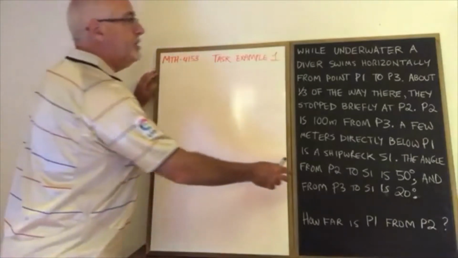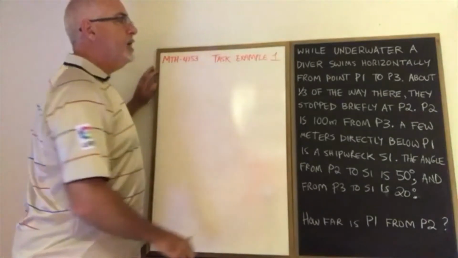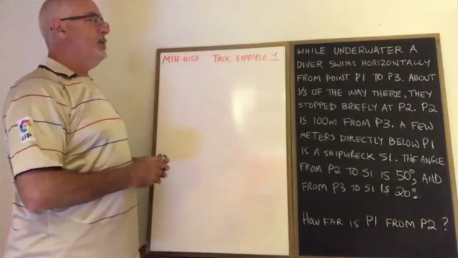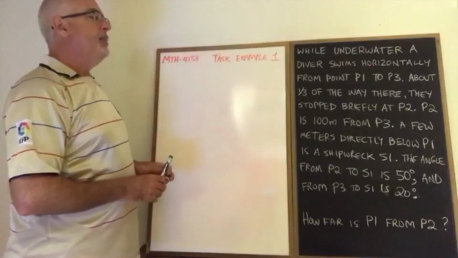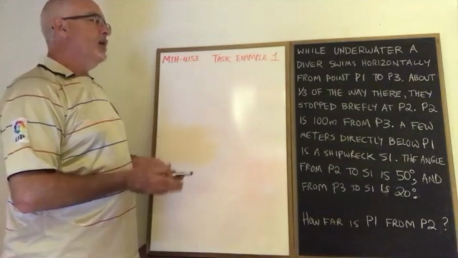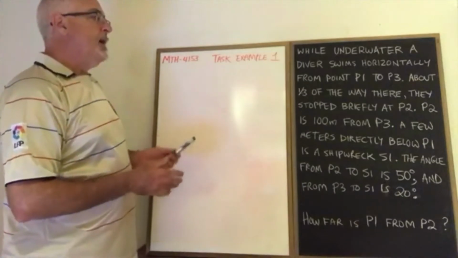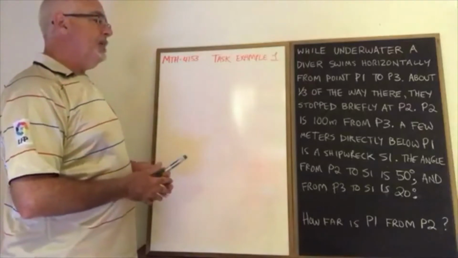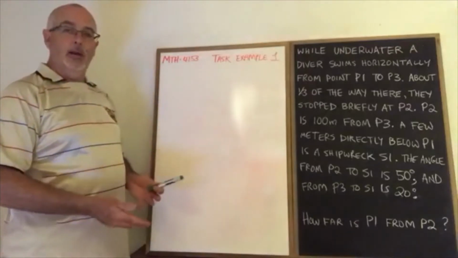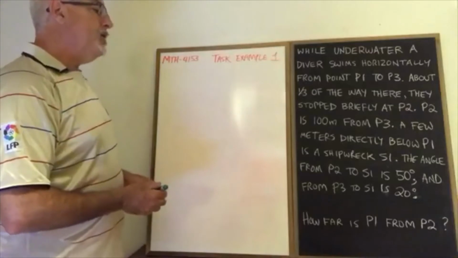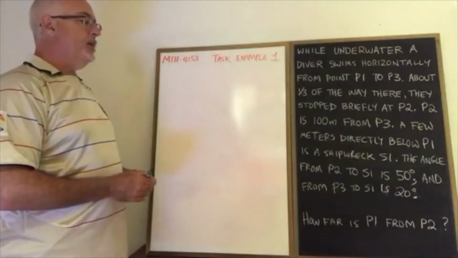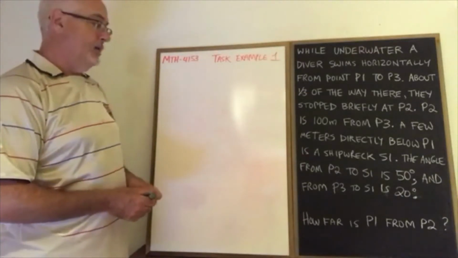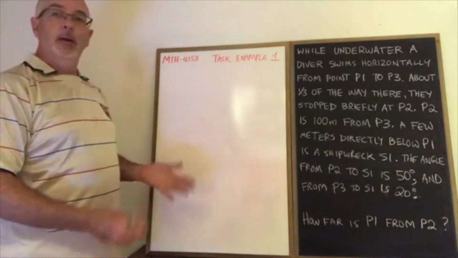I'll read the question. While underwater, a diver swims horizontally from point P1 to P3. About 1/3 of the way there, they stopped briefly at P2. P2 is 100 meters from P3. A few meters directly below P1 is a shipwreck, S1. The angle from P2 to S1 is 50 degrees, and from P3 to S1 is 20 degrees. How far is P1 from P2?